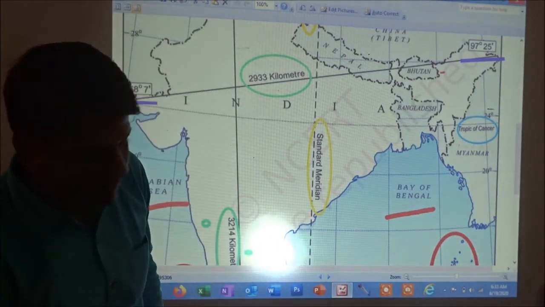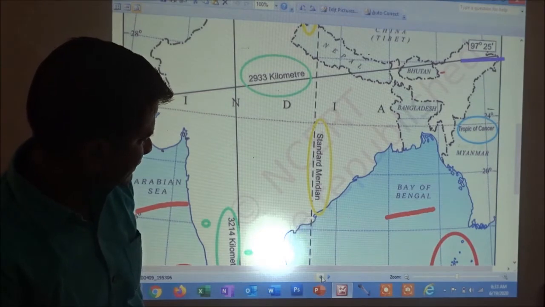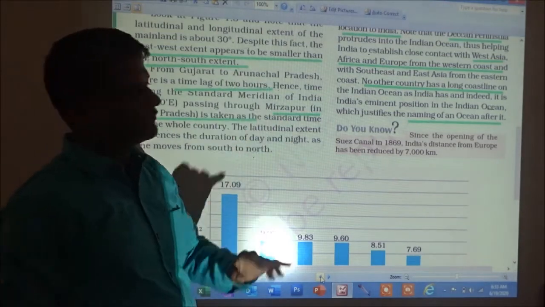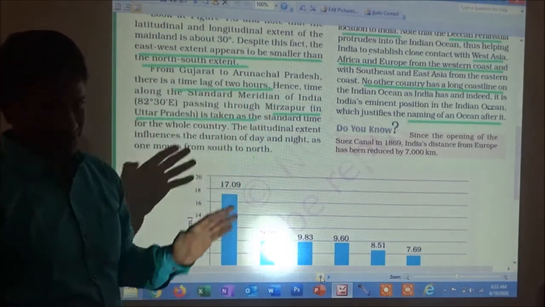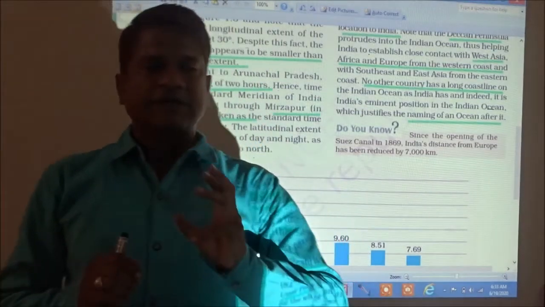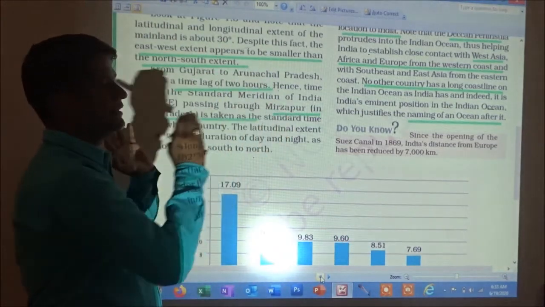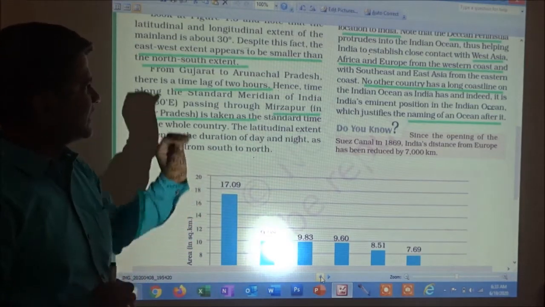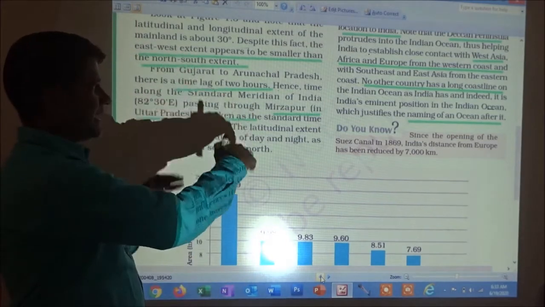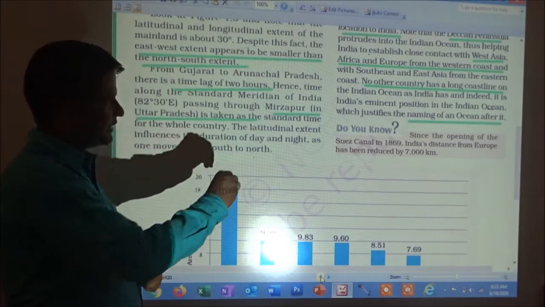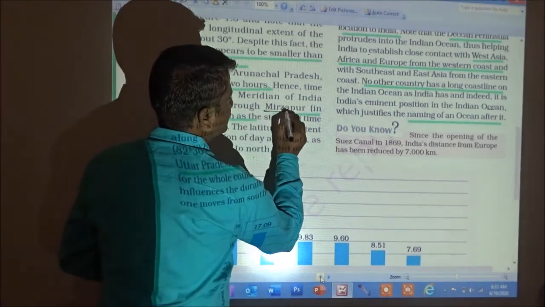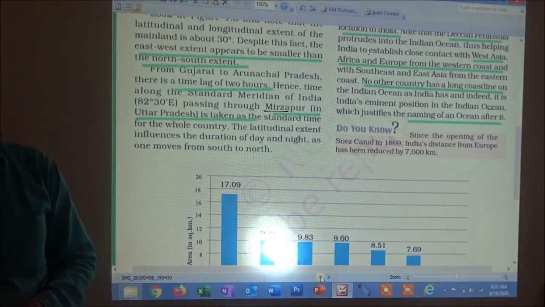Look, if we talk about the time lag, we know that there is a time lag of 2 hours from Arunachal Pradesh to Gujarat. Because of this 2-hour time lag, there is confusion in time. So to remove this confusion and to have one common time for the whole nation, we have this imaginary line which I showed you, the dotted line, that is known as the standard meridian, and this standard meridian passes through Mirzapur, which is situated in Uttar Pradesh.